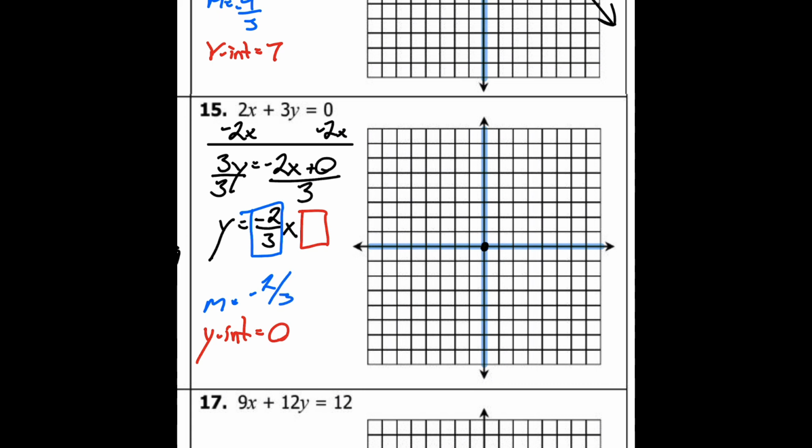0 on my y-intercept is right here in the middle at the origin. And now I am going to go down 2 and to the right 3. Down 2, to the right 3. I can go back to my starting point and up 2 and to the left 3. Up 2 and to the left 3. And draw in my line.